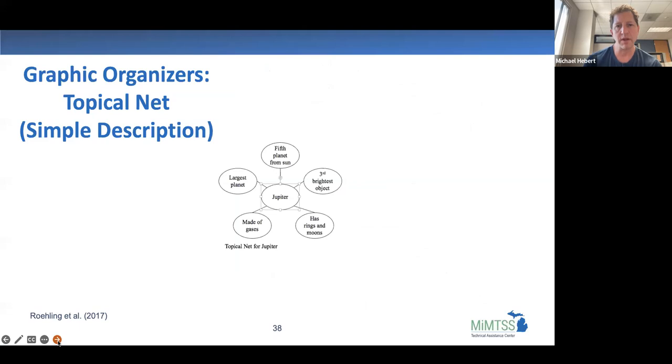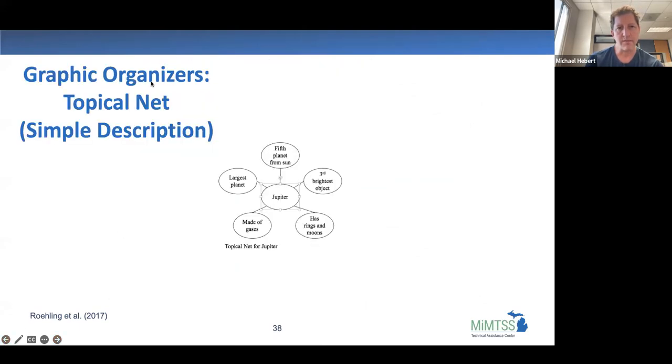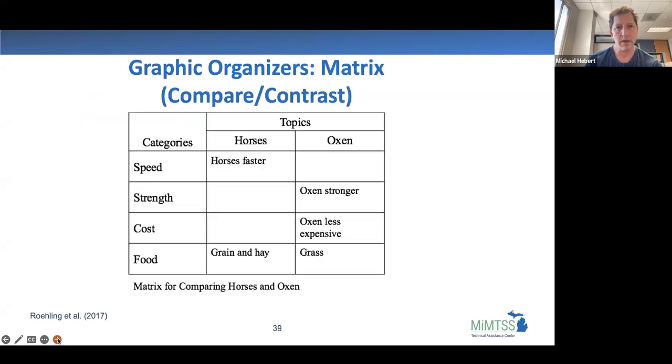And so I'm going to go through each of these a little bit more here. You can see there's a simple description. We've got Jupiter at the center. You can really do this with any topic. You can put the topic at the center, and then you can have different spokes coming out from it that describe that thing, right?